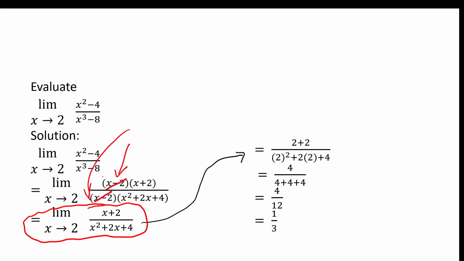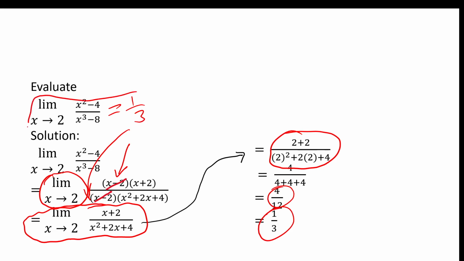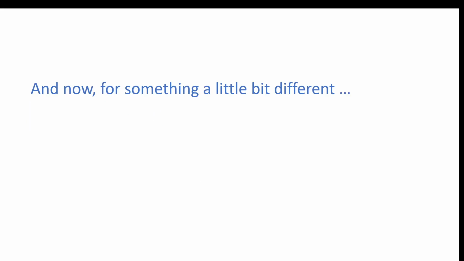We're not really surprised that we crossed out an x minus 2 factor on the numerator and denominator, because we were determining a limit as x goes to 2 and plugging in gave us 0 over 0. So we have the limit as x goes to 2 of this expression right here, and we simply plug in a 2 and we end up with 4 over 12, which simplifies to 1 over 3. So the limit as x goes to 2 of x squared minus 4 over x cubed minus 8 is 1/3. Now, let's look at something a little bit different. This is going to get interesting here.